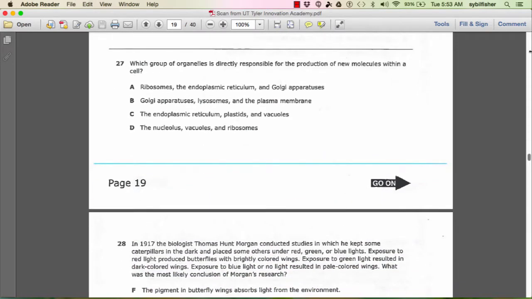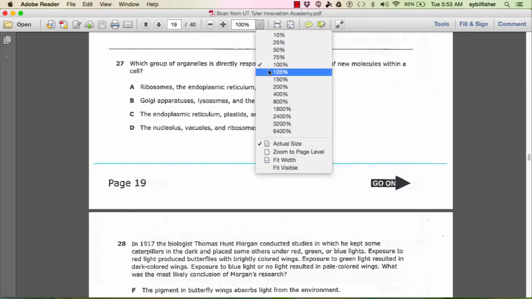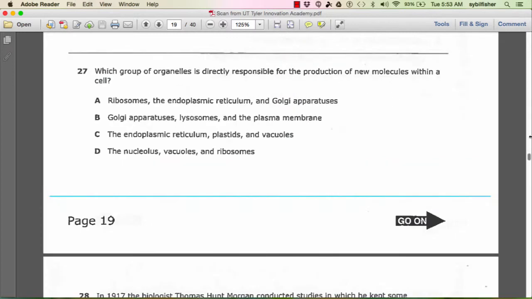Number 27. Which group of organelles is directly responsible for the production of new molecules within a cell? A. Ribosomes, the endoplasmic reticulum, and Golgi apparatuses. B. Golgi apparatuses, lysosomes, and the plasma membrane. C. The endoplasmic reticulum, plastids, and vacuoles. D. The nucleolus, vacuoles, and ribosomes.